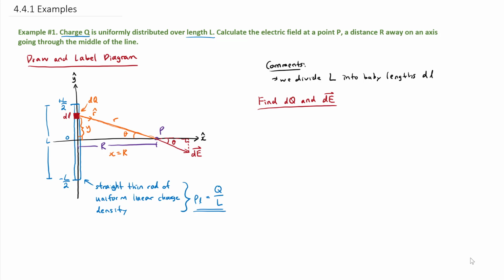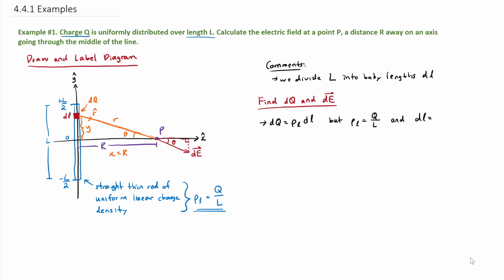So I know dq because this is linear. It's going to be rho L dl. So I already know rho L from here. We already said rho L is equal to Q over L.